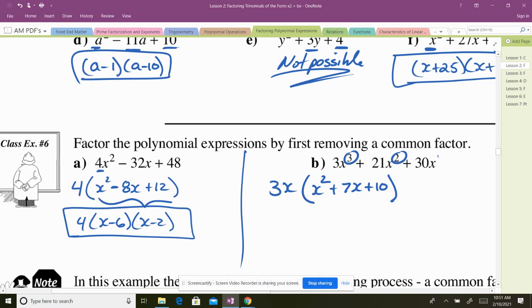Why? Not expand. You factor it. You keep going until you cannot factor anymore. What multiplies to 10 and adds to 7? 5 and 2. So the 3x just pops down. You write x plus 5, x plus 2.